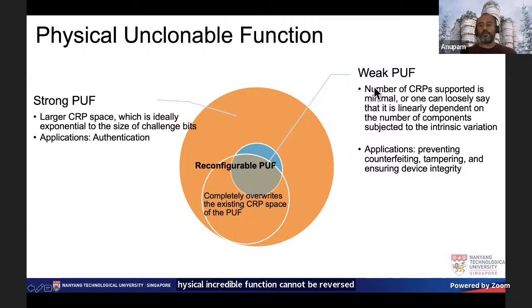There is also the weak PUF, which is distinguished from the strong PUF by the number of CRPs, that it is linearly dependent on the component subjected to the intrinsic variation. It is primarily used for preventing counterfeiting, tampering, and ensuring device integrity. So for a weak PUF, you can quickly check whether this device has been cloned or if it's original. But unlike strong PUF, you cannot use this CRP data to create more complicated security protocols because the number of keys in the CRP space is small. And sometimes you may want to repurpose a device for a different user. In that case, you go for a reconfigurable PUF, where based on some particular inputs, one can completely override the existing CRP space of the PUF.